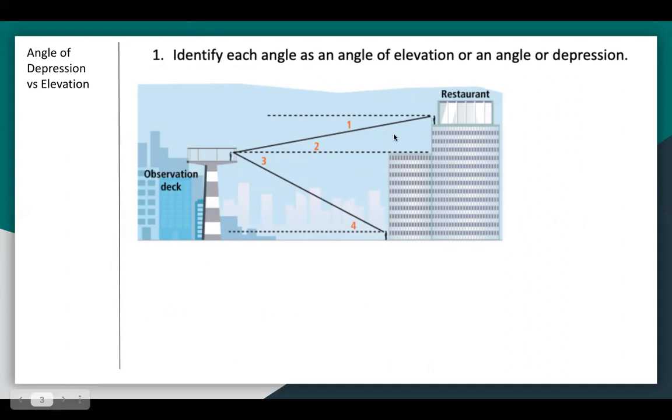Okay. But before we do that, what I want us to do is talk about and identify these 4 angles here. It says classify each as an angle of elevation or an angle of depression. So I want you to take a few moments and see if you can tell me, are these angles of elevation or angles of depression? Okay, pause the video if you haven't done so already to solve this.